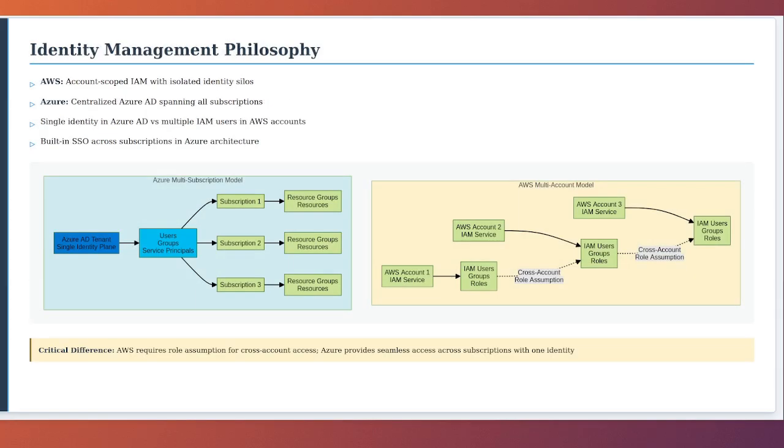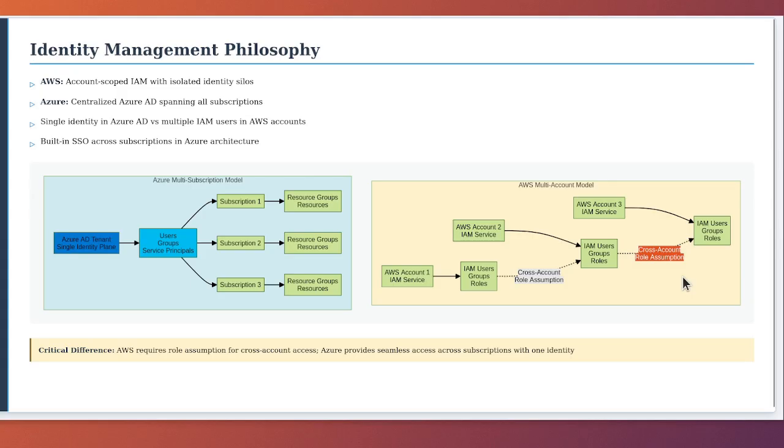Identity Management Philosophy. The fundamental difference between AWS and Azure IAM starts with their philosophical approaches to identity management. AWS IAM was designed as a standalone service focused on API access control. Every AWS account has its own IAM service, creating isolated identity silos. Users and roles exist within a single account, and cross-account access requires explicit trust relationships and role assumption. This model prioritizes security through isolation but requires additional work for multi-account organizations.